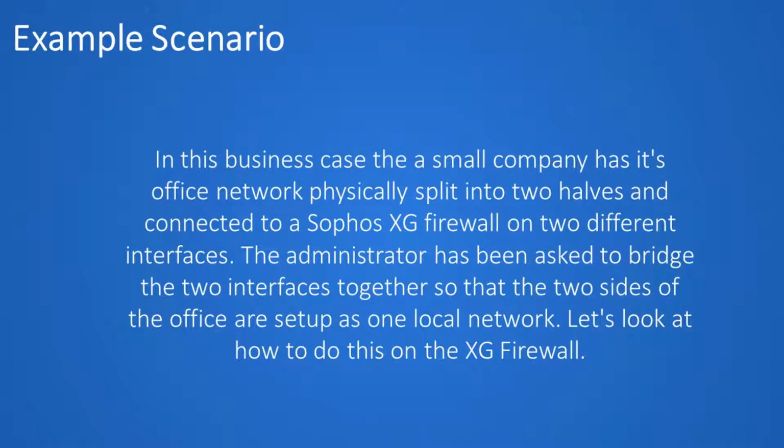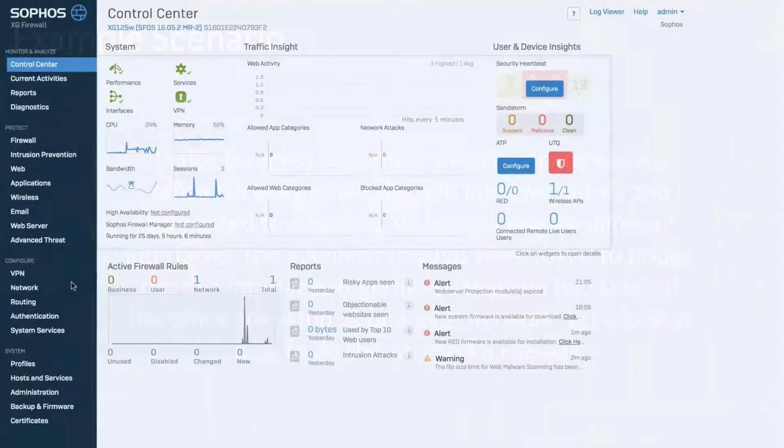The administrator has been asked to bridge the two interfaces together so that the two sides of the office are set up as one local network. Let's take a look at how to do this on the XG firewall. After logging into the XG firewall, navigate to Network and Interfaces.